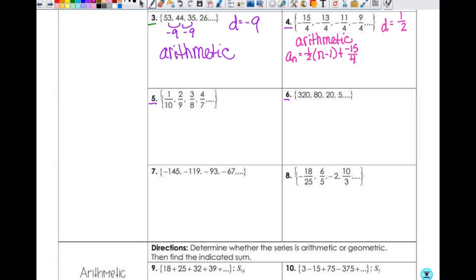So then I need to find, what is it, a7? So it's 7? Yeah. So a7 is going to equal 1/2 times 7 minus 1 minus 15/4. And then you can type that in your calculator and get your answer.